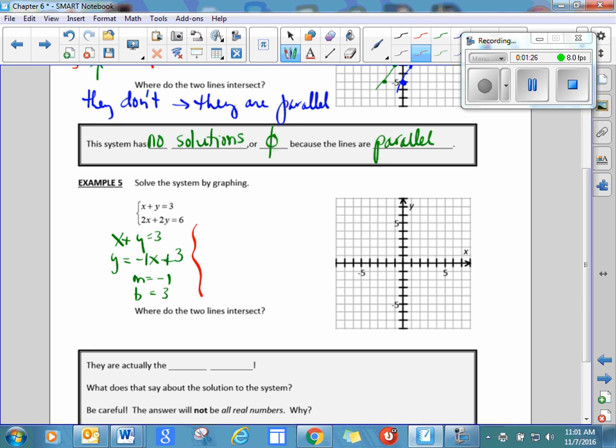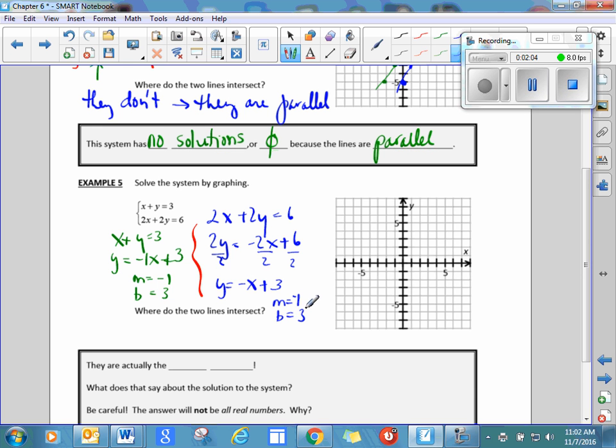Let's look at the second one that they give us, which is 2x plus 2y equals 6. So we have 2y equals minus 2x plus 6. Divide each term by +2, and we get y is equal to minus x plus 3. So when you look at this, the slope is -1 and the y-intercept is +3, and that's exactly the same. That means these are the same line.